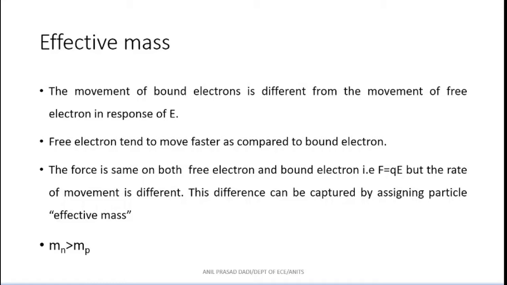So in that aspect, the movement of bound electrons or valence electrons is different from the movement of free electrons in response to an electric field. Whenever we apply the electric field, free electron movement and bound electron or valence electron movement is different. Tell me whether a free electron is going to move with much ease, or a valence electron is going to move with much ease.